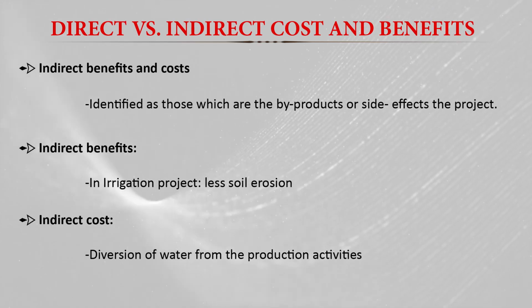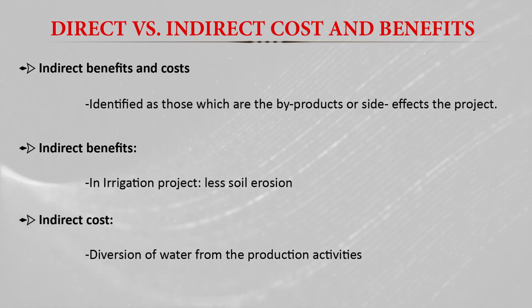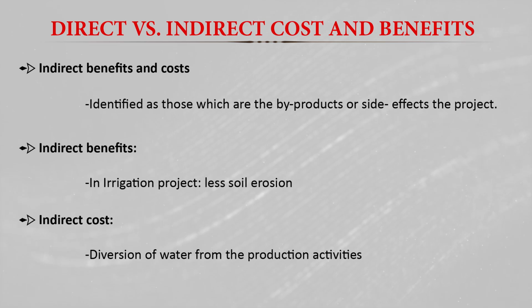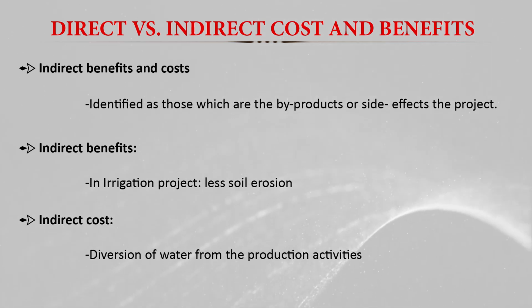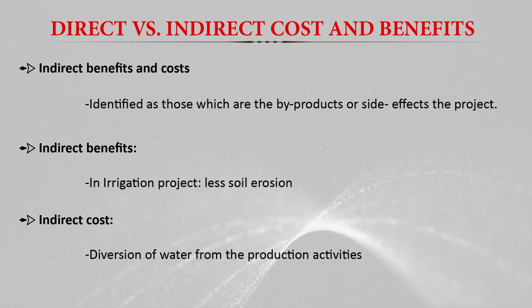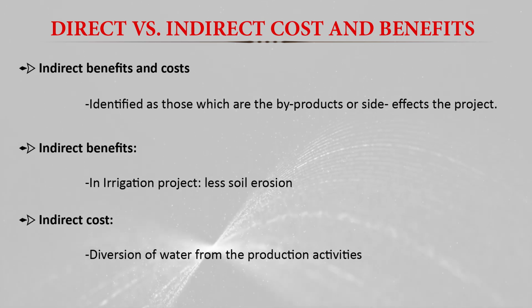The purpose of water was for the production activity, but it is also going for consumption purposes or some other purpose. So this is, you can say, indirect cost. And then we have the secondary cost and benefit: creation of benefits and costs outside the project area is called a secondary cost and benefit.